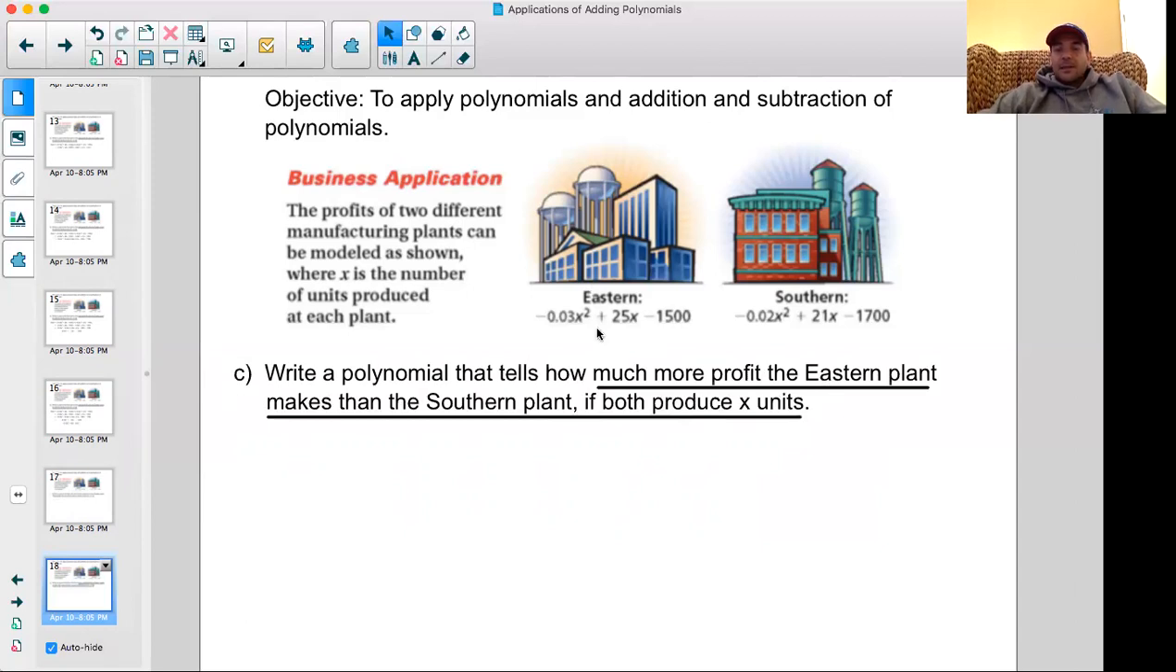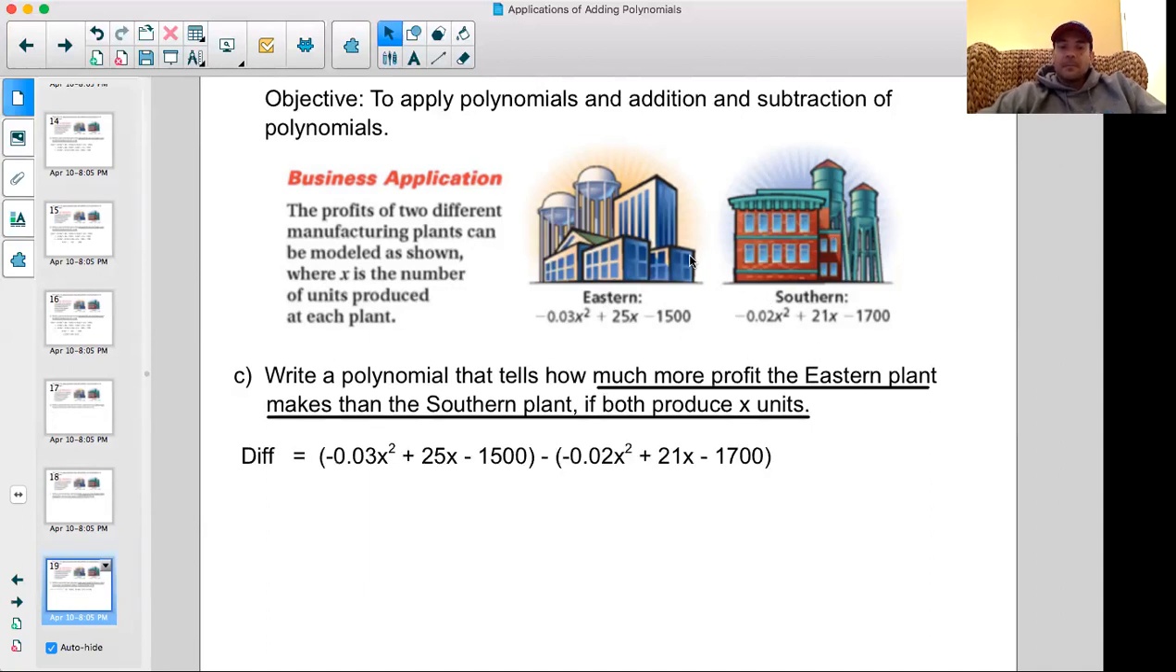Well, let's not talk so abstractly right now. Let's think about if the eastern plant had made $20,000 in profit, and the southern plant had made $10,000 in profit. To find out how much more this is, we'd have to subtract 20,000 minus 10,000. So I think I'm talking myself into the plan that I'm going to use the eastern expression as my starting point, and I'm going to subtract out the southern expression. That'll help me find the difference between eastern and southern.